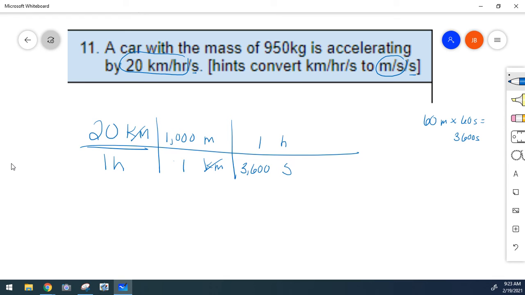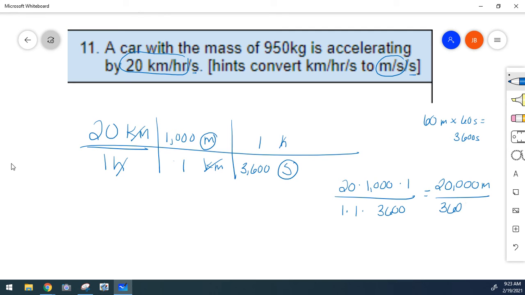Okay. All right. So again, I'm going to multiply across the top. So that's going to be 20 times 1,000 times 1 hour. And then I'm going to divide by the bottom, which is going to be 1 times 1 times 3,600. And then hours are going to cancel. So that's going to give me my answer in meters per second. Okay. So that's going to give me 20,000 meters in 3,600 seconds.